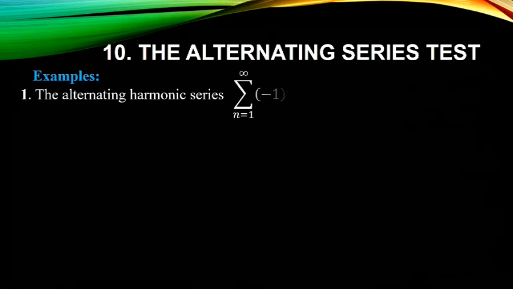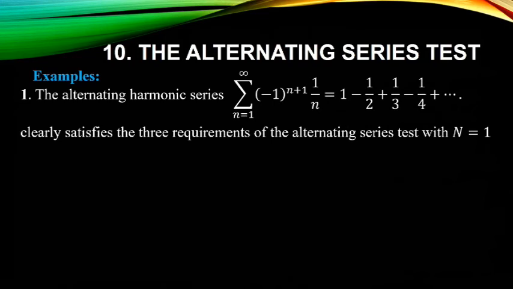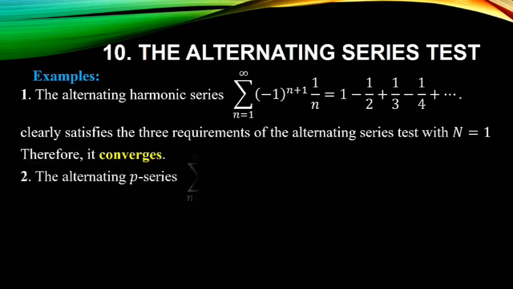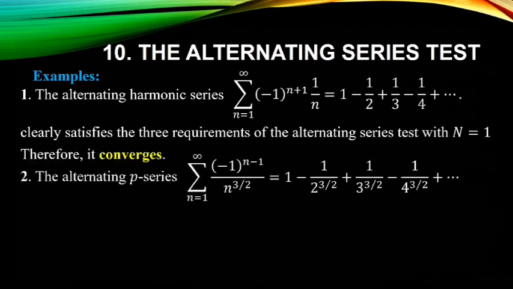Examples: the alternating harmonic series. So negative 1 raised to n plus 1 times 1 over n is equal to 1 minus 1 half plus 1/3 minus 1/4 and so on. Clearly it satisfies the three requirements of the alternating series test with n equal to 1. Therefore, it converges. Next, the alternating p series, which is the summation of negative 1 raised to n minus 1 over n raised to 3 halves, which is equal to 1 minus 1 over 2 raised to 3 halves plus 1 over 3 raised to 3 halves minus 1 over 4 raised to 3 halves plus so on and so forth.